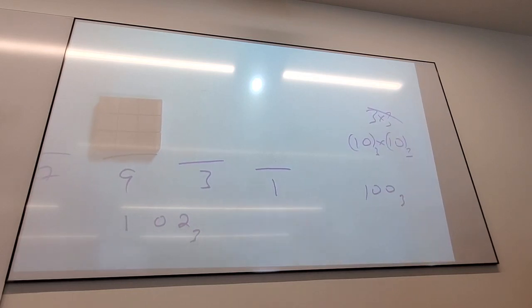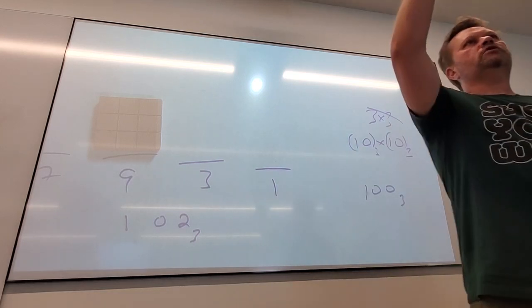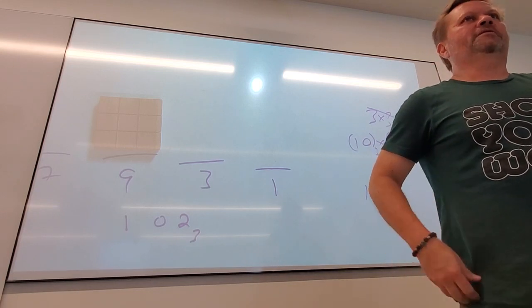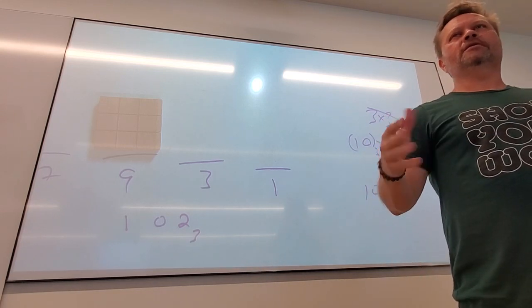That's just like how base 10 works. Yeah. So I don't care what the base is. If I'm in base 27, what is 27 times 27 in base 27? 100. Because it's 10 times 10. Do you guys kind of follow?